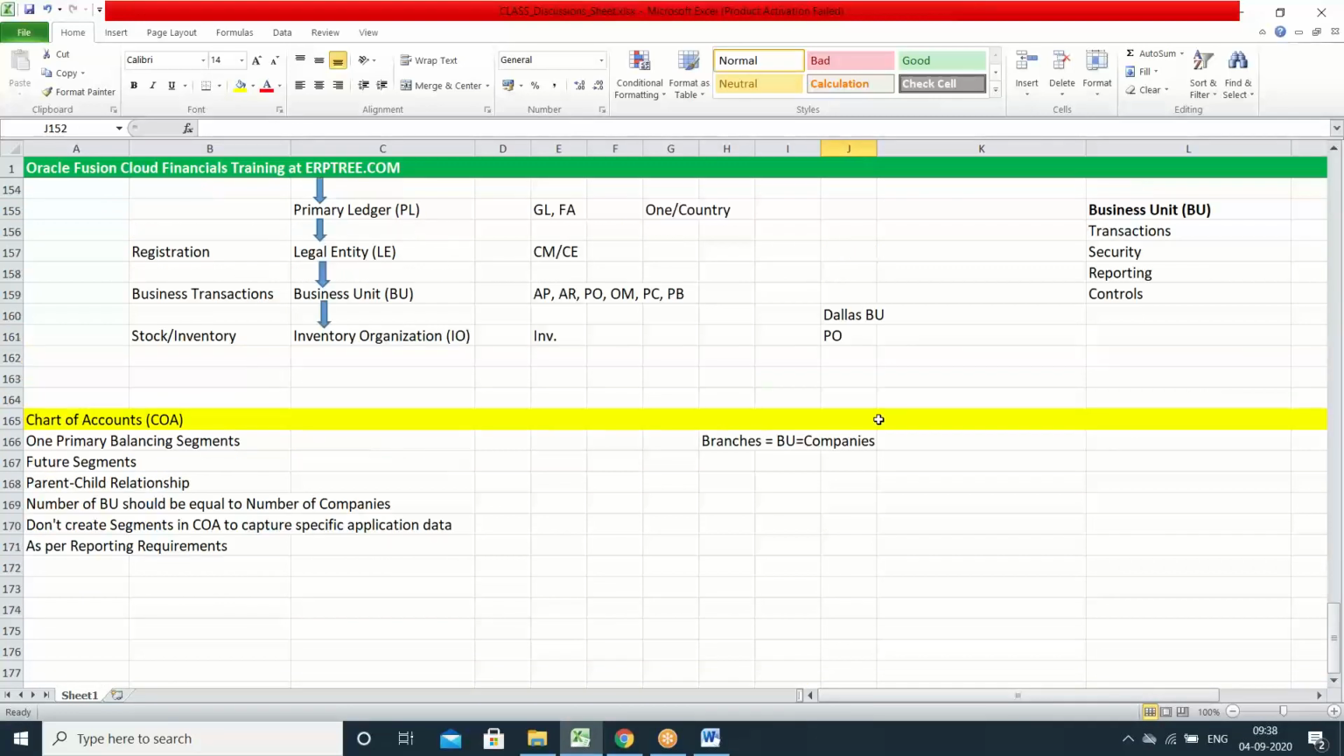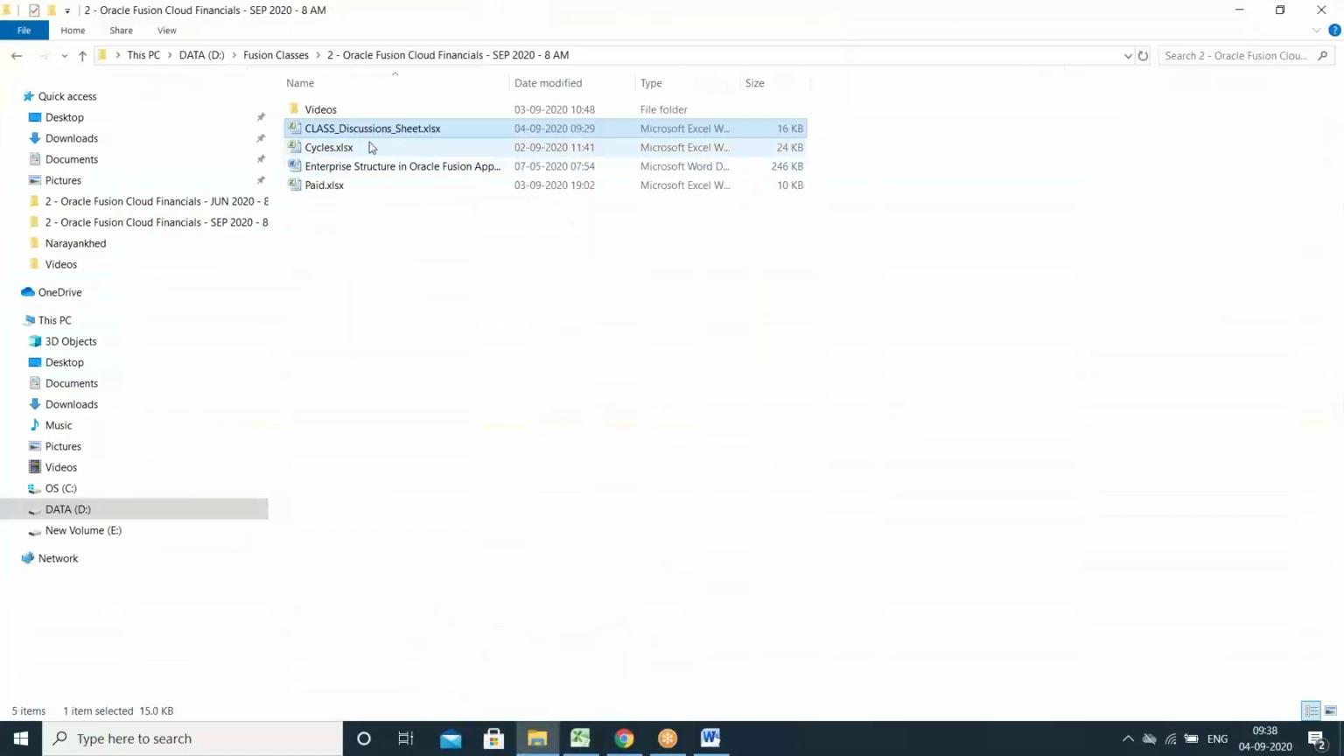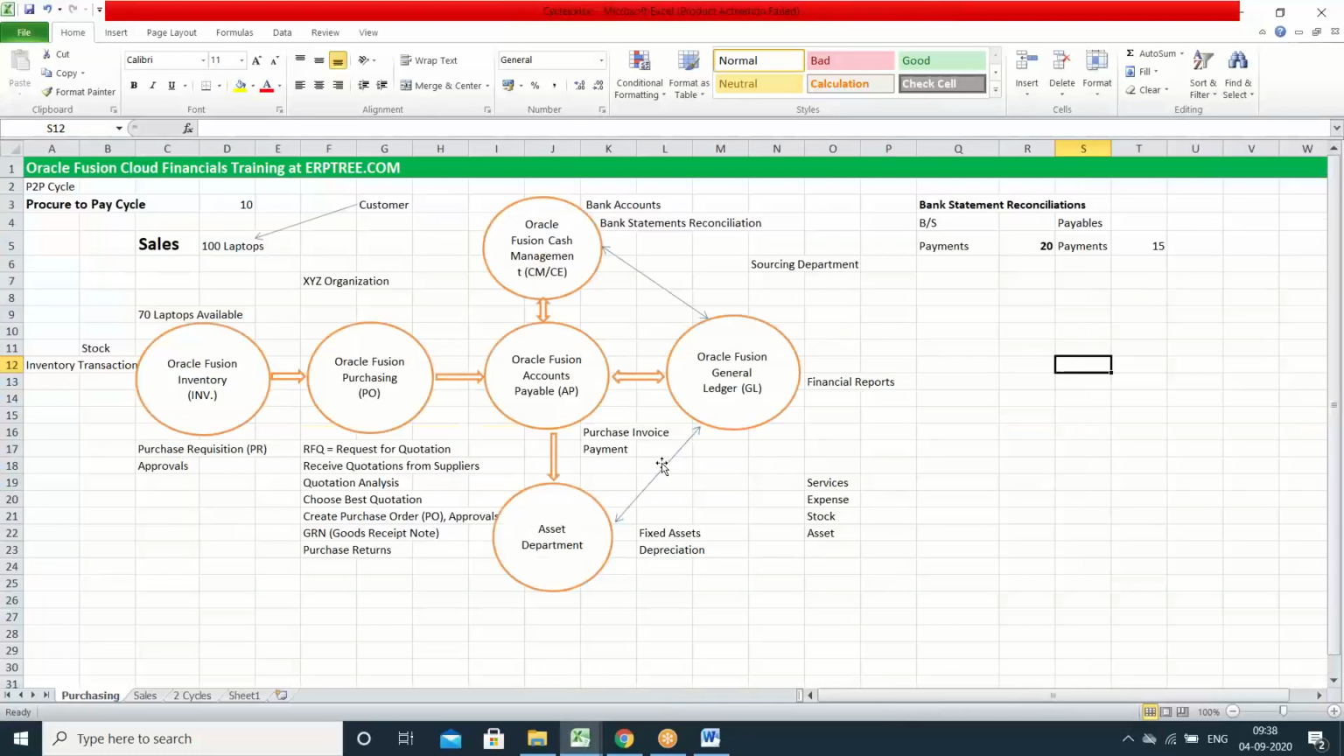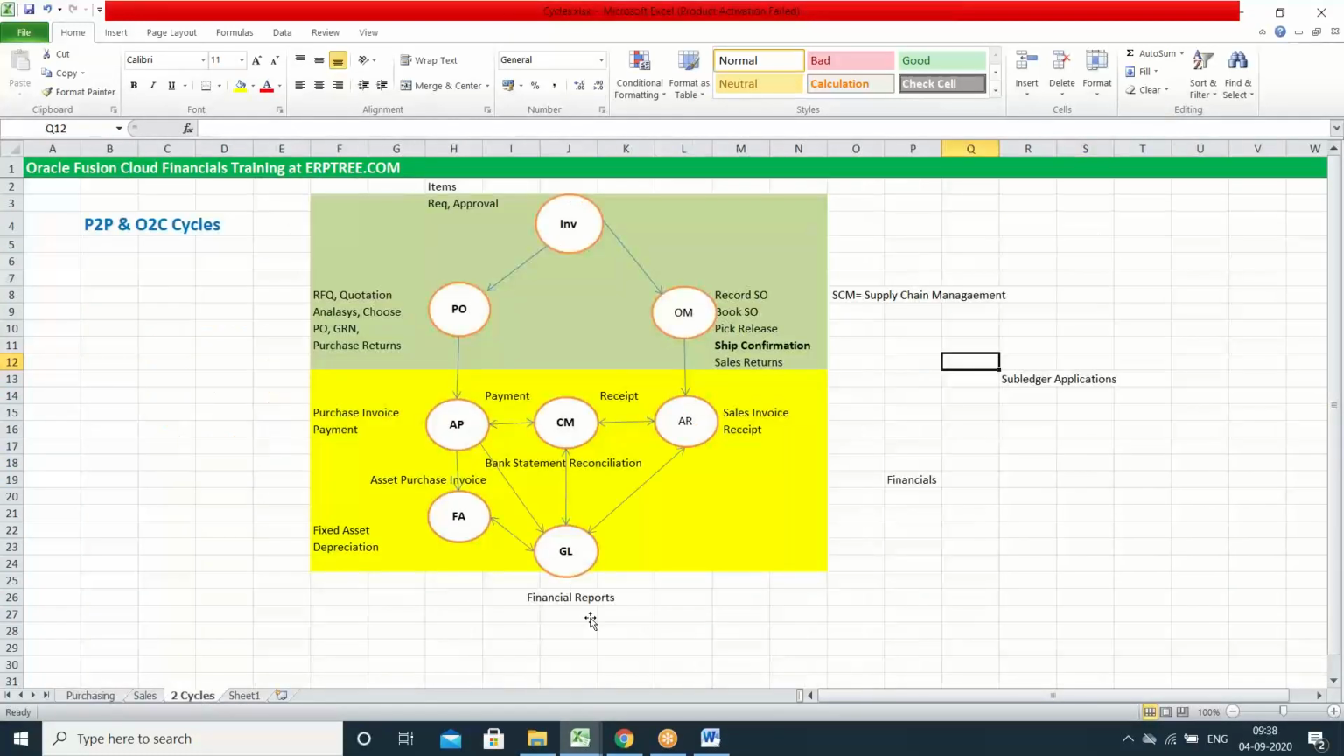And even on terminology, the primary ledger, subledger, subsystem: the subsystem and subledger are almost the same. But we don't call anything a subsystem here. It's subledger. Here, we have a cycle, right? P2P and O2C cycles. So these are the two cycles, P2P and O2C.